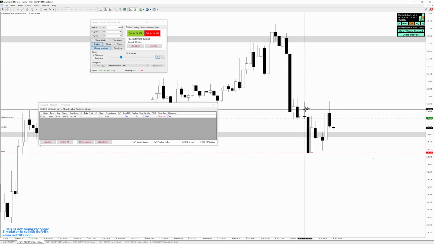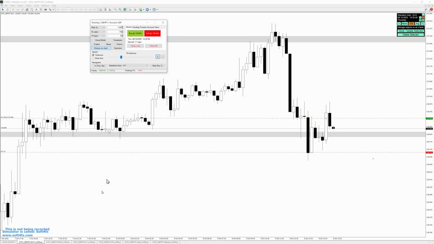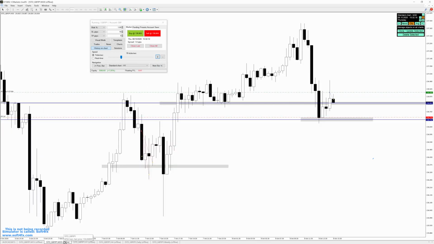And if we're rejecting this resistance, we have to manage our trade. So what we're going to do is close 50% right over here, because we don't know whether the next candle will go up or go down. So we've got to manage our risk, right? We closed 50% at this point, and we're leaving the rest running, right? Because we've got to be cautious about this now.